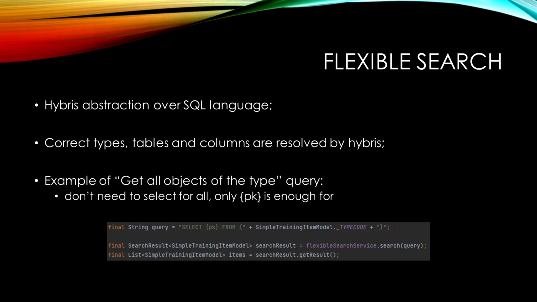We don't need to get all fields, only PK is needed for the model. Other fields are on demand, retrieved by the Hybris model layer.